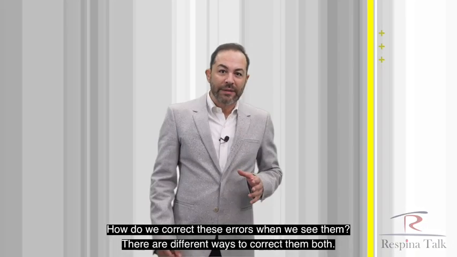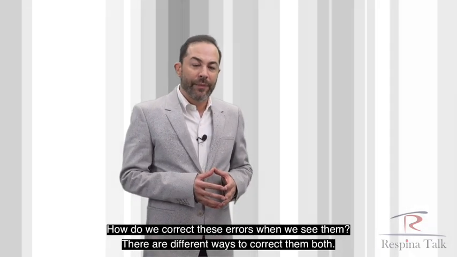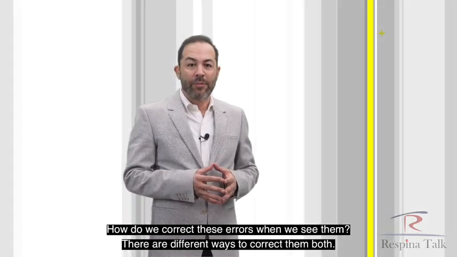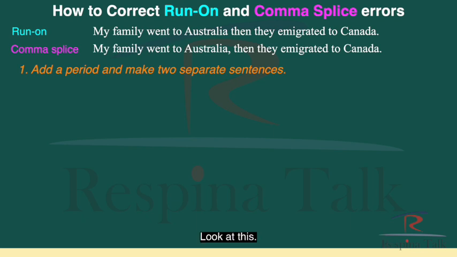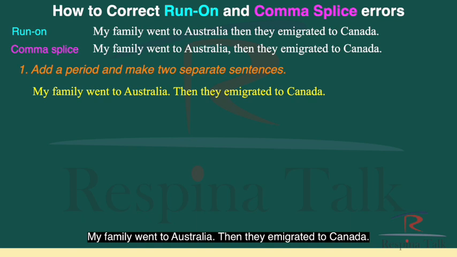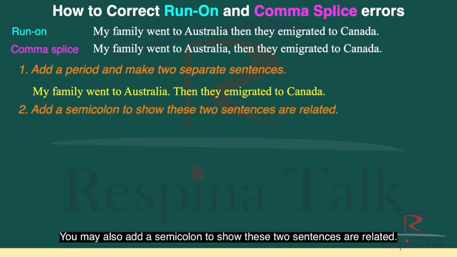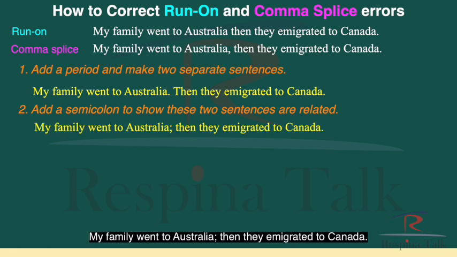Now, how do we correct these errors when we see them? There are different ways to correct them both. First, you can simply add a period and make two separate sentences, like this. My family went to Australia, period. Then they emigrated to Canada, period. You may also add a semicolon to show that these two sentences are related. My family went to Australia, semicolon, then they emigrated to Canada.